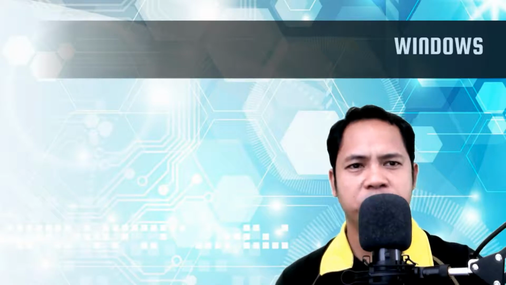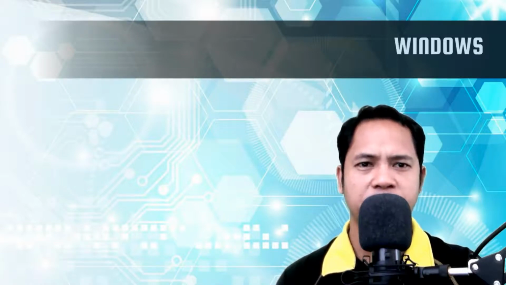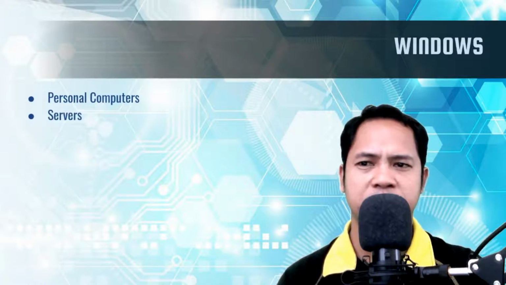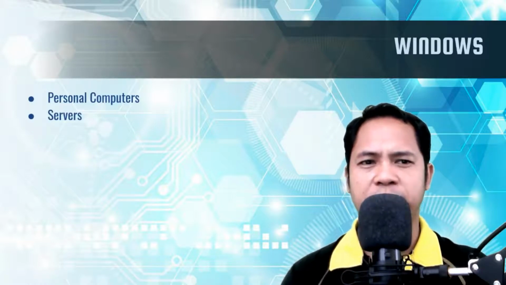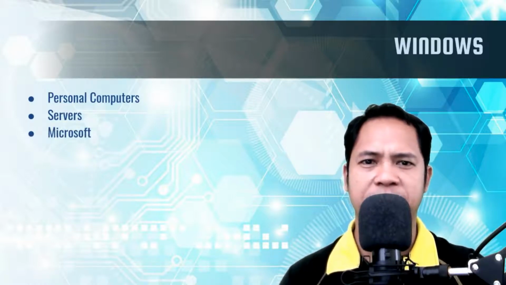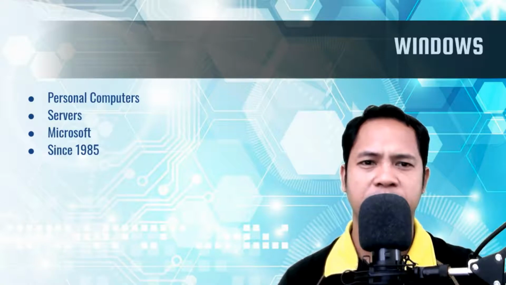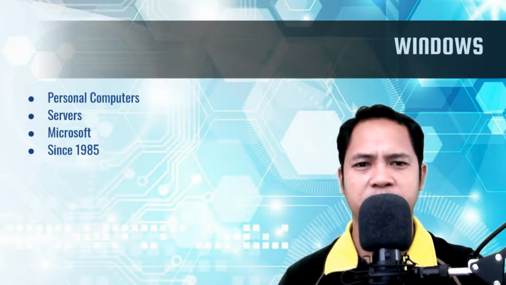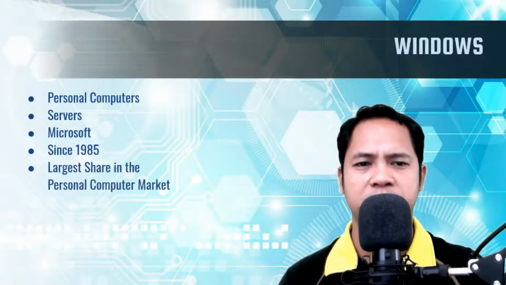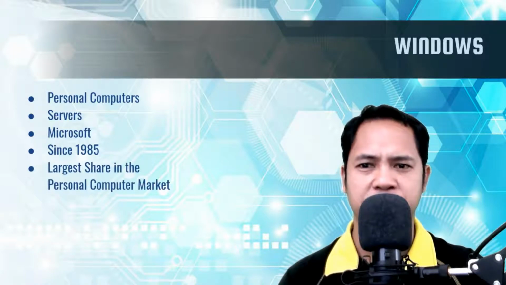Next stop, Windows. There's really no need for introduction to this, as this is the most popular operating system. It is made for personal computers as well as servers. This was developed by Microsoft, and its first version was in 1985 when the revolution of personal computing started. As I have said earlier, it is the most popular because it has the largest share in the personal computer market.